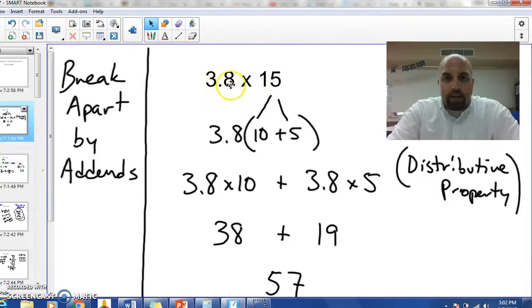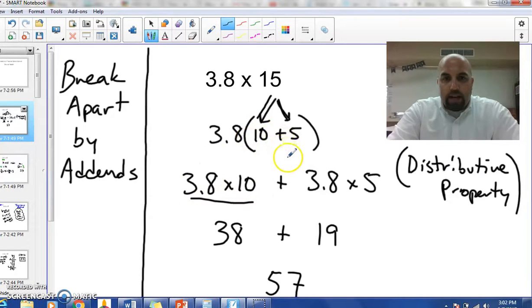I'm going to take the 3 and 8/10, I'm going to leave it alone. But I'm going to take my 15, I'm going to break it down into 10 and 5. Notice 15 is 10 plus 5. And now we're going to use what we call the distributive property. In other words, we're going to distribute 3 and 8/10. We're going to multiply 3 and 8/10 times 10. That's what you see right here. And then we're going to add it, notice this addition, to 3 and 8/10 times 5, which is over here. And again, that's called the distributive property. But we know it better as break apart into addends.